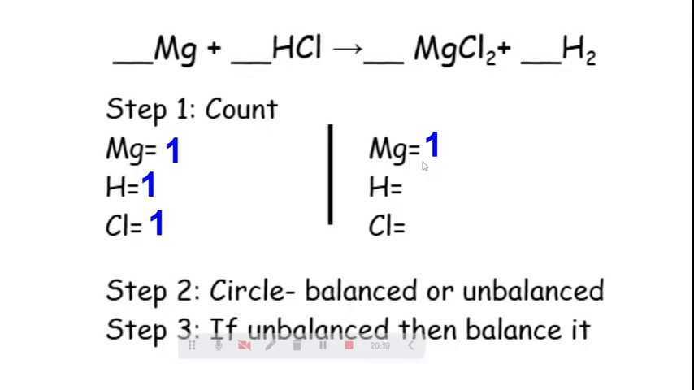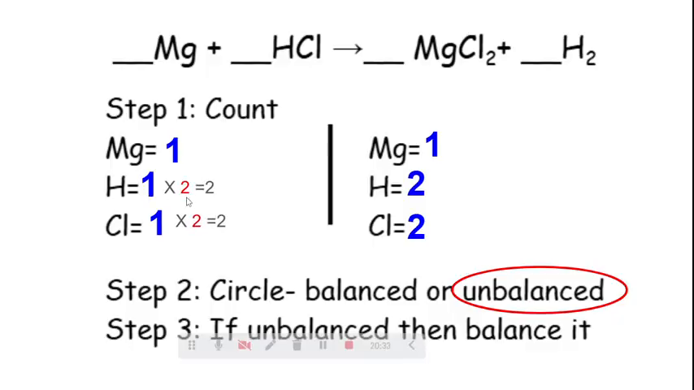I have 1. How many hydrogens do I have? I have 2. And how many chlorine do I have? I have 2. So is this a balanced equation? This is not a balanced equation. This is unbalanced. So we need to fix this side right now, okay? So if I have 2 over here, I'm going to times this by what? I'm going to times this by 2.